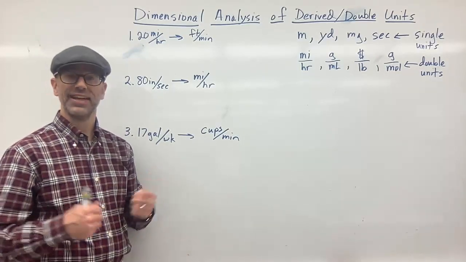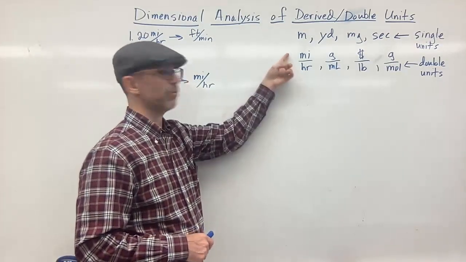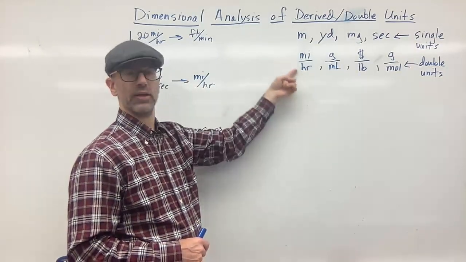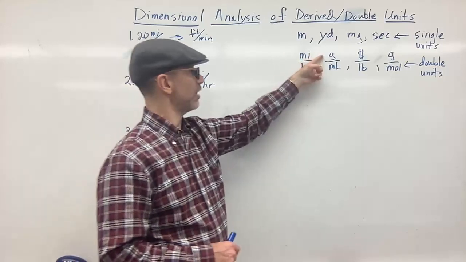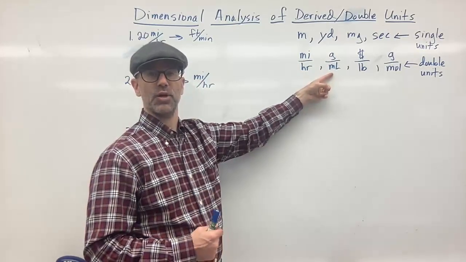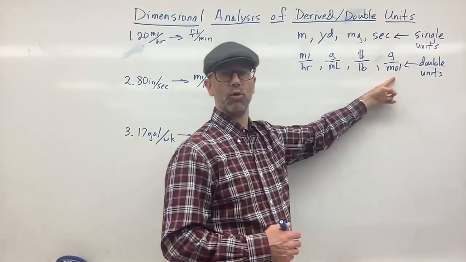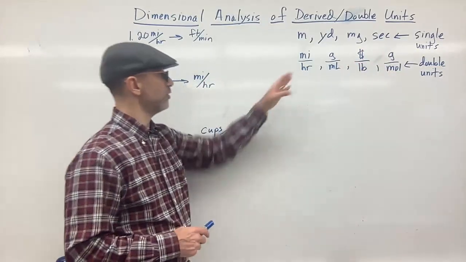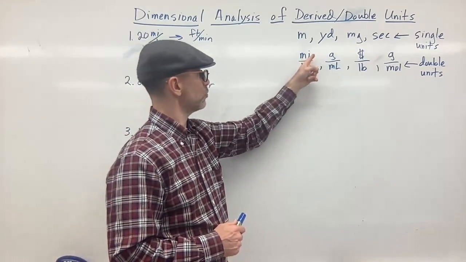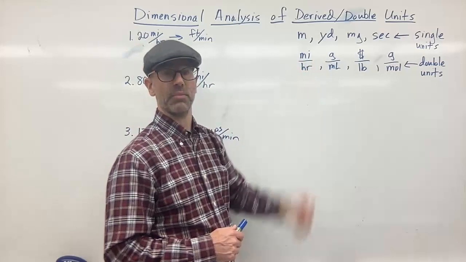Double units involve, as the name implies, two units, maybe more. So here are some examples, like miles per hour. That's the speed that you're driving at. Notice that there's two units there. Grams per milliliter, that's a common unit for density. Dollars per pound, grams per mole, molar mass units, right? These are double units, or what are called derived units, because they are derived from other single units, and they're double because you've got two of them to deal with.